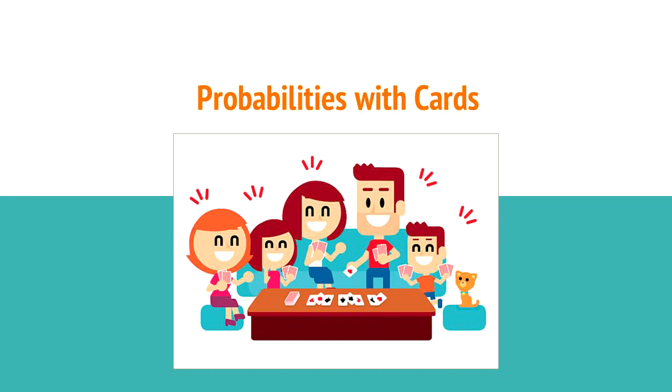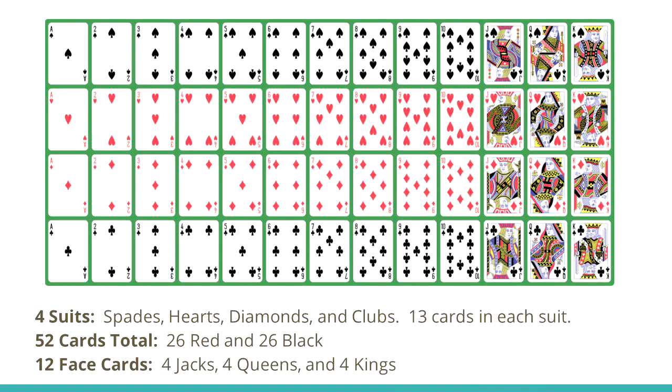Now let's look at some probabilities with cards. Here are all of the cards in a 52 card deck. If you're not familiar with a deck of cards, you're going to want to at least know the basics so you can answer some probability questions for examples with cards. There are 4 suits. In this diagram, the suits are listed in the rows. Spades are across the top, then the hearts, then the diamonds, then the clubs. There are 13 cards in each suit, 52 cards total. You'll notice that half of the cards are red and half of the cards are black.